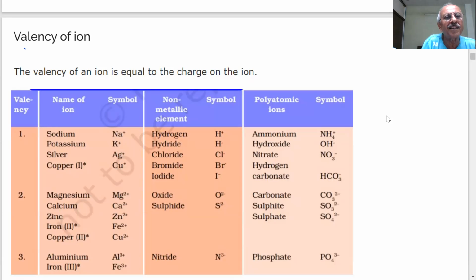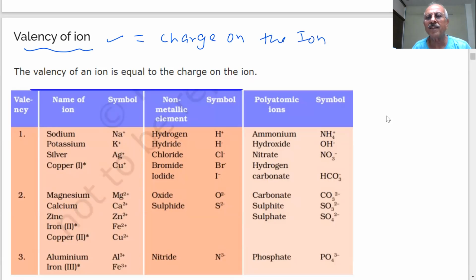Now we are talking of what is the valency of the ion, student. I'm saying valency of the ion is equal to the charge on the ion. That was the reason I told you what is an ion. It has a positive charge or a negative charge. How much positive charge? Sodium is +1. Calcium is 2 plus. Aluminum is 3 plus.